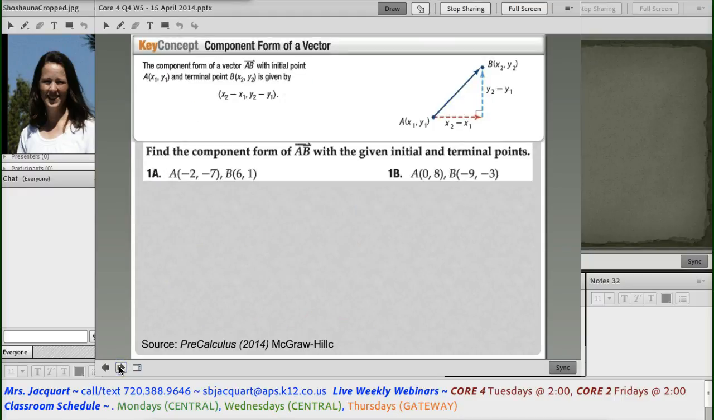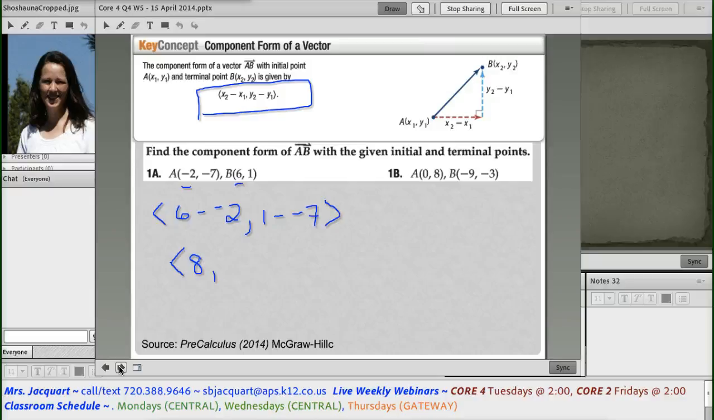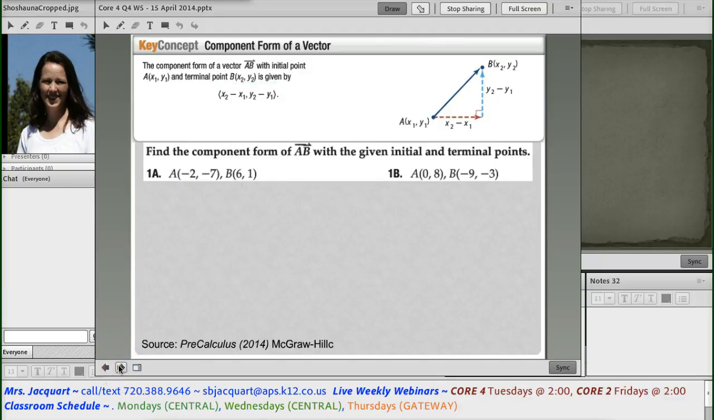Pause and read the notes because I'm just going to process through it. So this is what I'm doing. 6 minus a negative 2, because I'm taking my x guys, now I'm going to take my y guys, 1 minus a negative 7. So the resultant vector is 8, comma, 8. Okay, let's go to the next problem.